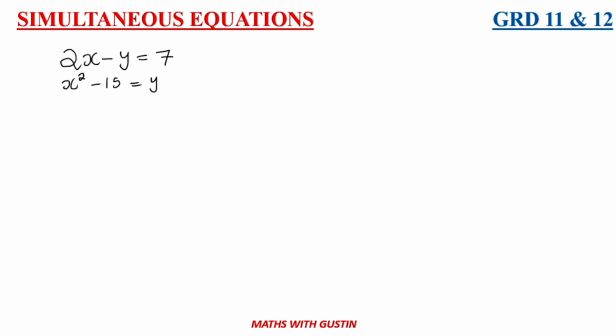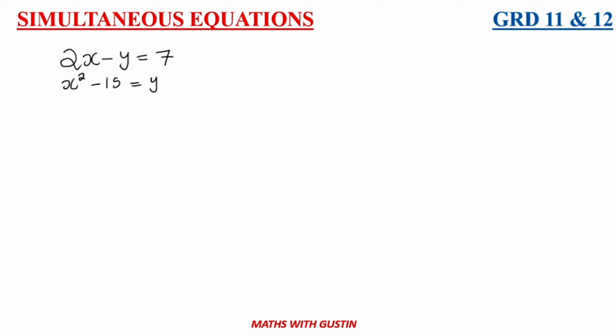Now let's have a look at the simultaneous equation where you are solving for x and y. This is for grade 11 and grade 12 as well. So let's look at this one. We are given an equation here: 2x minus y is equal to 7, and x squared minus 15 is equal to y.